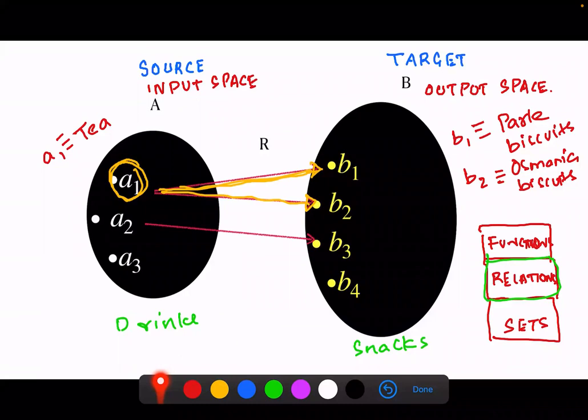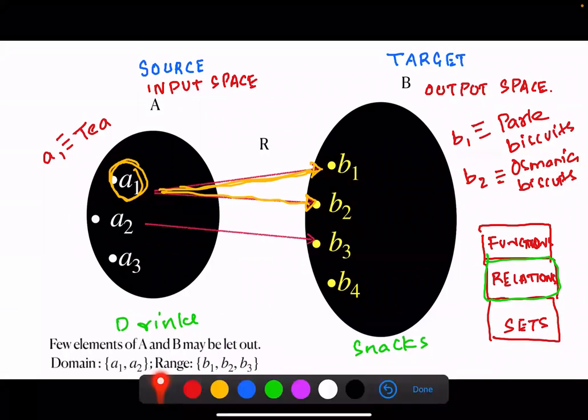Harsha, you understand? So here, I'm saying domain is what I have connected, only A1, A2, right? I did not connect A3. So A3 will not be part of the domain.